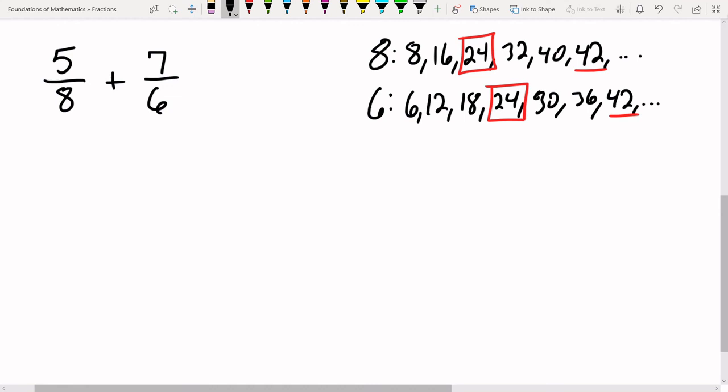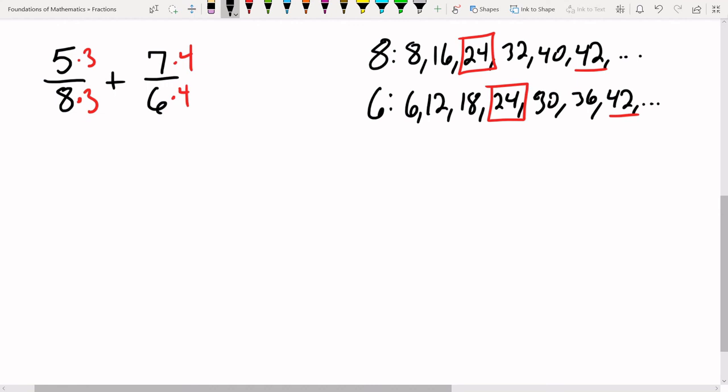Doing so would make us do this. We would do 5 times 3, and 8 times 3 is 24. And 7 times 4, and 6 times 4 is 24. And we can go on with the rest of the problem.